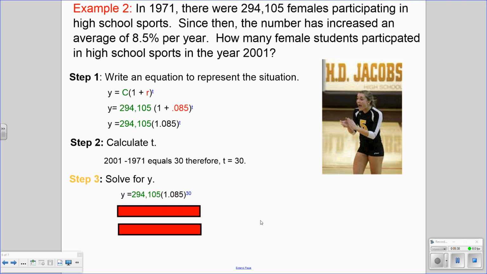So when we do that, we get 294,105 times 1.085 to the 30th power. When we simplify that, we get 11.558 times 294,105. And when we multiply those together, we get 3,399,265 females were participating in sports in 2001. And so once we have those values, we can substitute those in, and from that point, it's fairly simple. Let's look at this final example here.